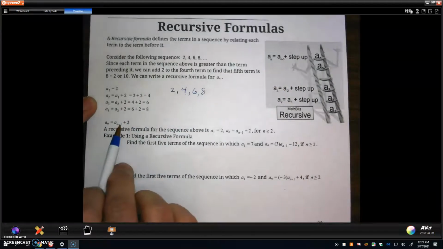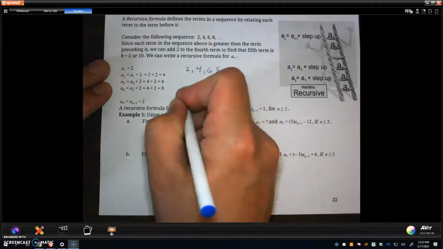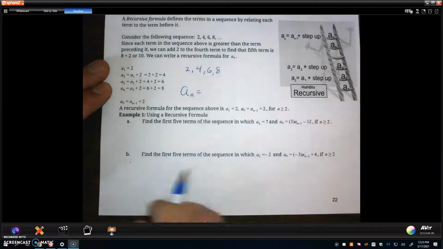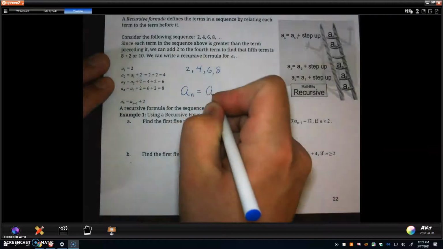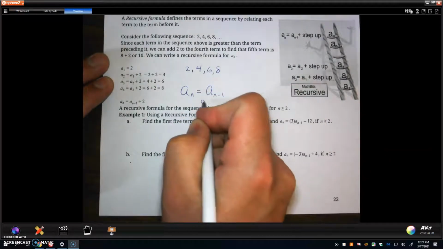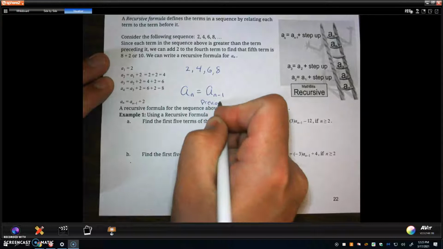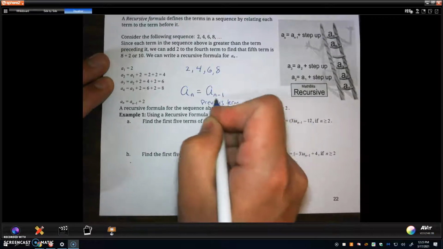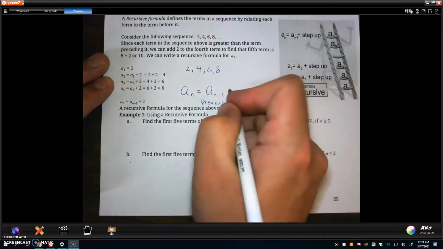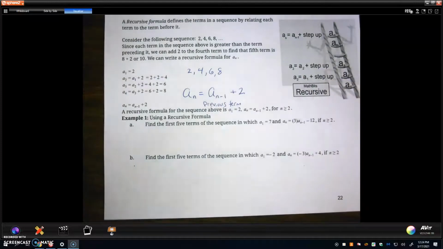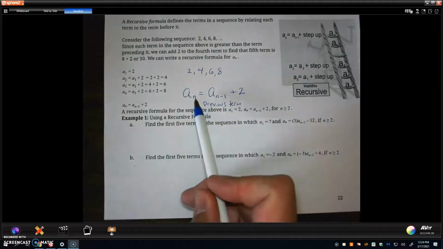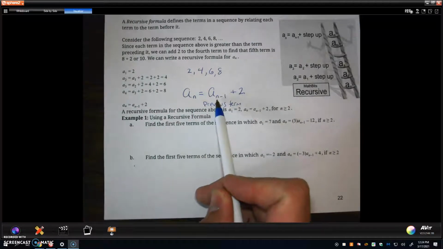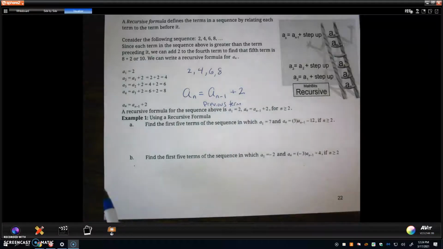Basically, it's this formula right here. So I'm going to write this a little bigger. The formula is defined as a sub n. So for any term n, we're going to take a sub n minus 1, which is also known as the previous term, meaning the term that comes before it. And then in this case, we're adding 2 to the previous term. Whatever your rule is, we'll go after that. But basically, you find any term. So if I wanted to find, say, the 100th term, I would take the 99th term and add 2.